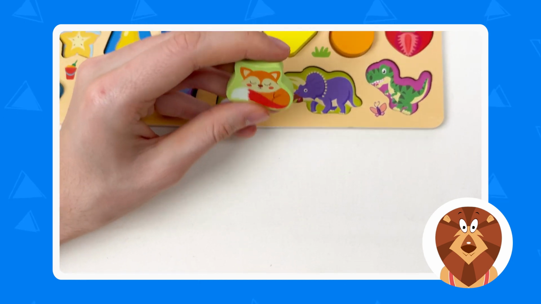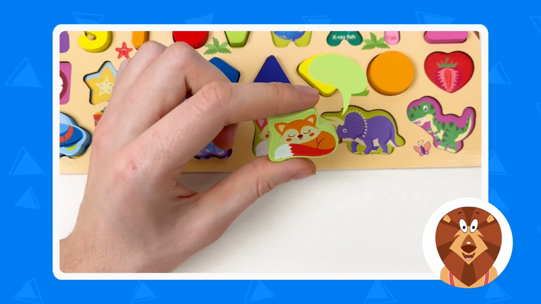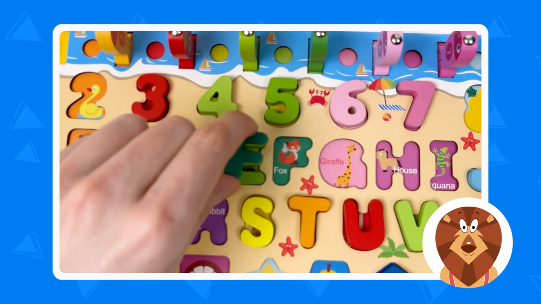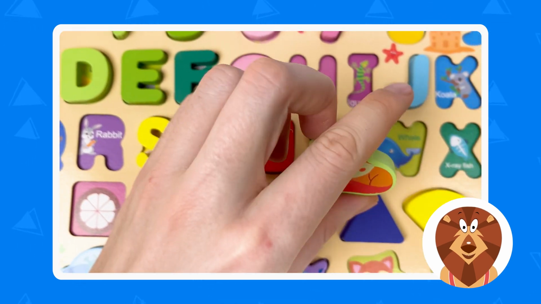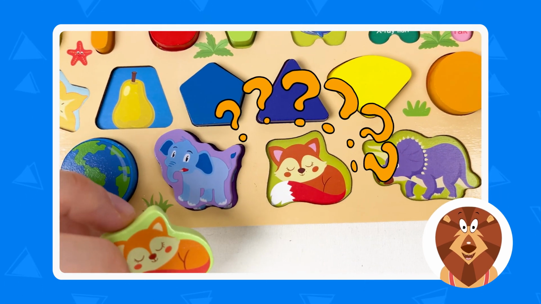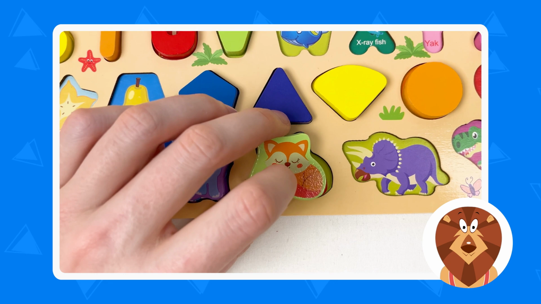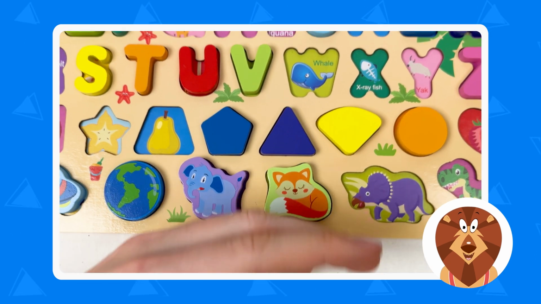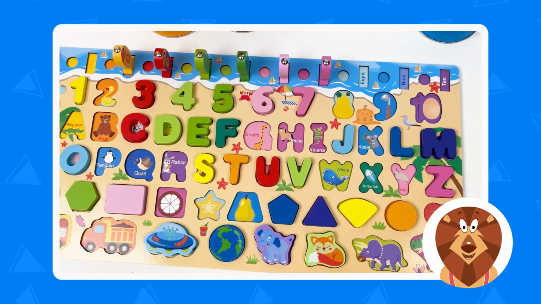Here we have F. Fox. Remember? We just had the letter F that represented the fox. And here we have the fox. So where should we place the fox? Can you see? Yes, we should put it like this. Great! Step by step we are completing our puzzle.